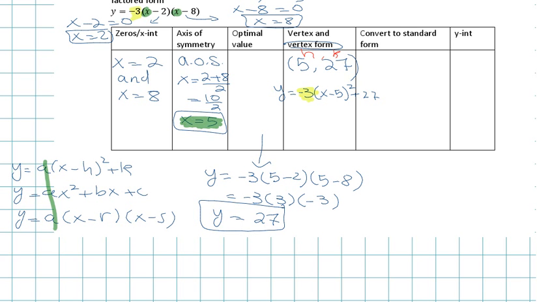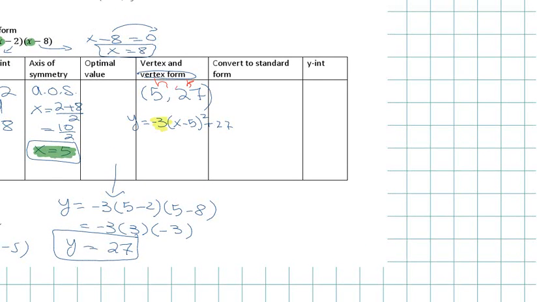Okay, so let's do that. So, convert to standard form, so I have y equals negative 3 times (x minus 2) times (x minus 8). So first thing I want to do is FOIL, leave the negative 3 outside, multiply. First is x squared, outer is negative 8x, inner is negative 2x, and then my last is plus 16. Any questions about this?